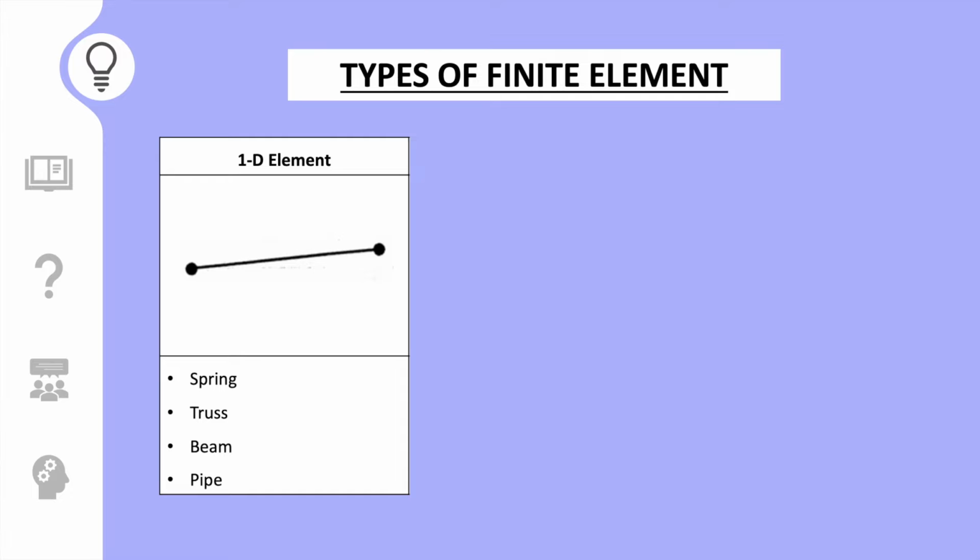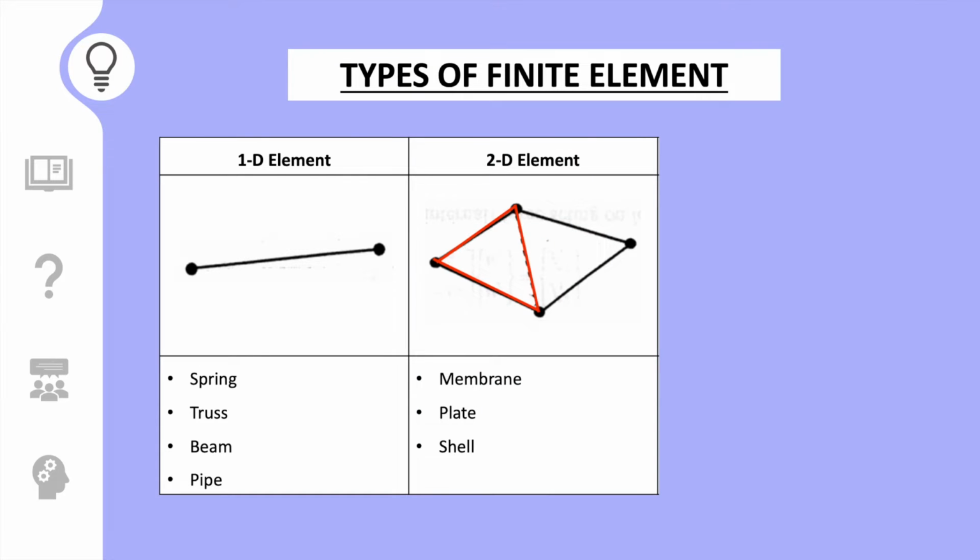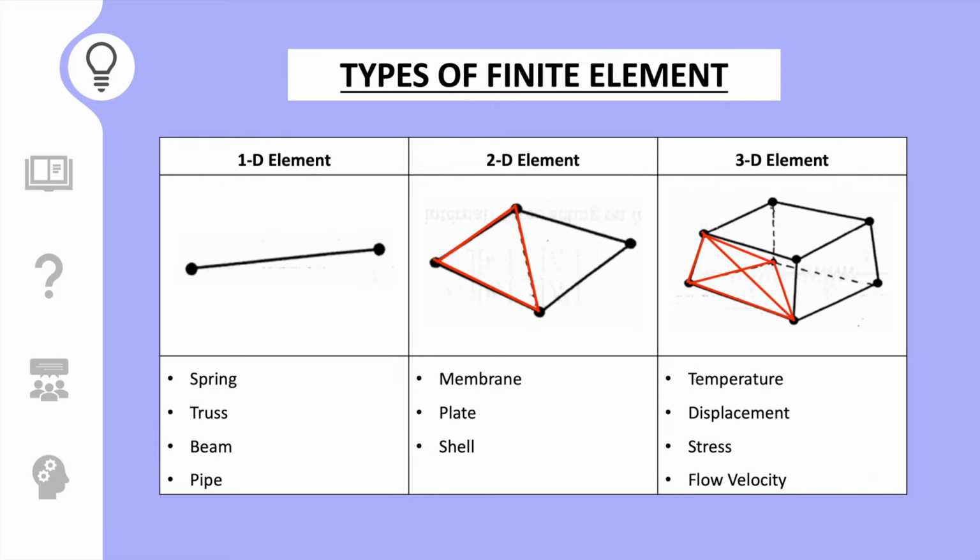There are 3 types of finite elements. The first one is the 1D element. Since it is 1D, it looks just like a line. Examples of this 1D element are spring, truss, beam, and pipe. Next is the 2D element, where we can see the element surface. Examples of these 2D elements are membrane, plate, and shell. And the third one is the 3D element, which is related to temperature, displacement, stress, and flow velocity.